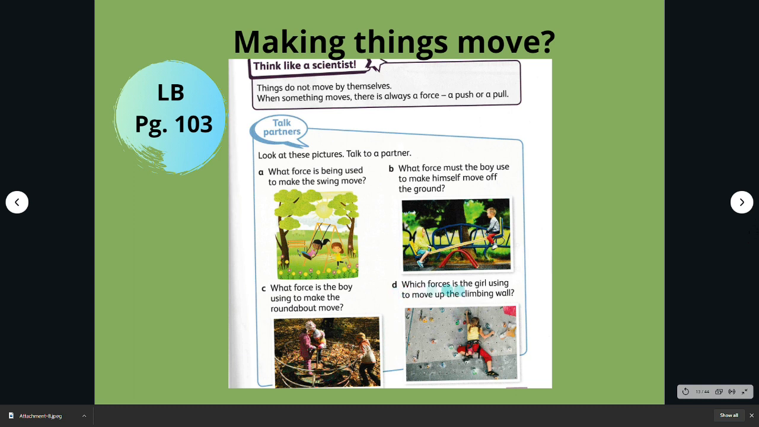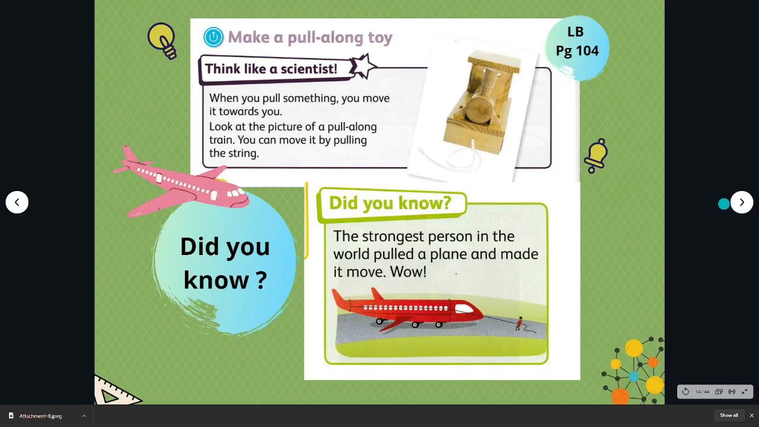Now for picture D, which forces is the girl using to move up the climbing wall? To make herself move up the wall, the girl is pushing with her feet and using her arms to pull. When you pull something, you move it towards you. Just like this picture of a pull-along train, you can move it by pulling the string. Did you know that the strongest person in the world pulled a plane and made it move?